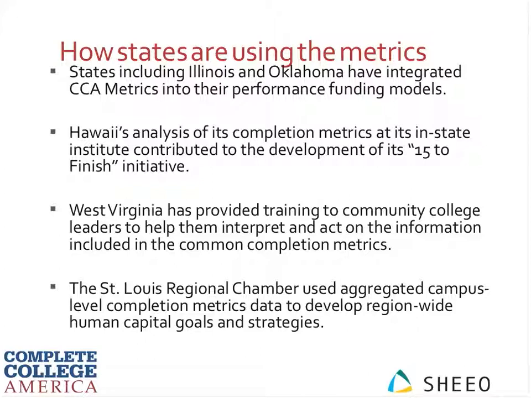A number of states have implemented performance funding, from CCA Alliance and non-Alliance states as well, but in 2 cases, Illinois and Oklahoma, they've integrated the CCA metrics directly into the performance funding formulas. Hawaii's 15 to Finish initiative, which they have graciously allowed states to roll out nationwide, came from, in part, looking at their own time to completion and credit accumulation metrics whenever they went through a state academy.